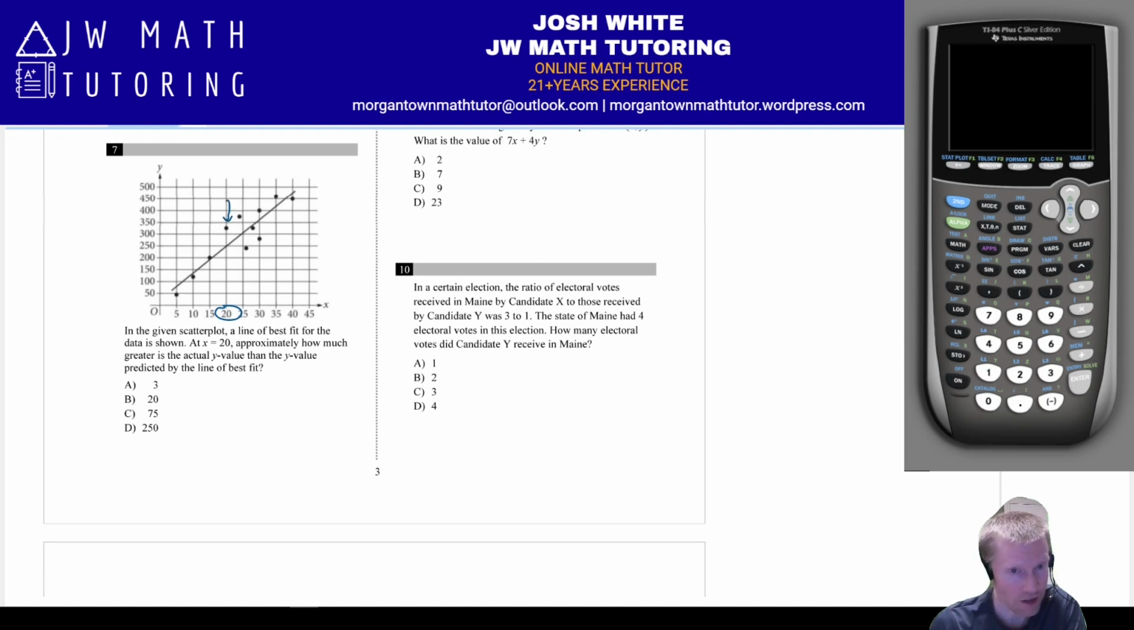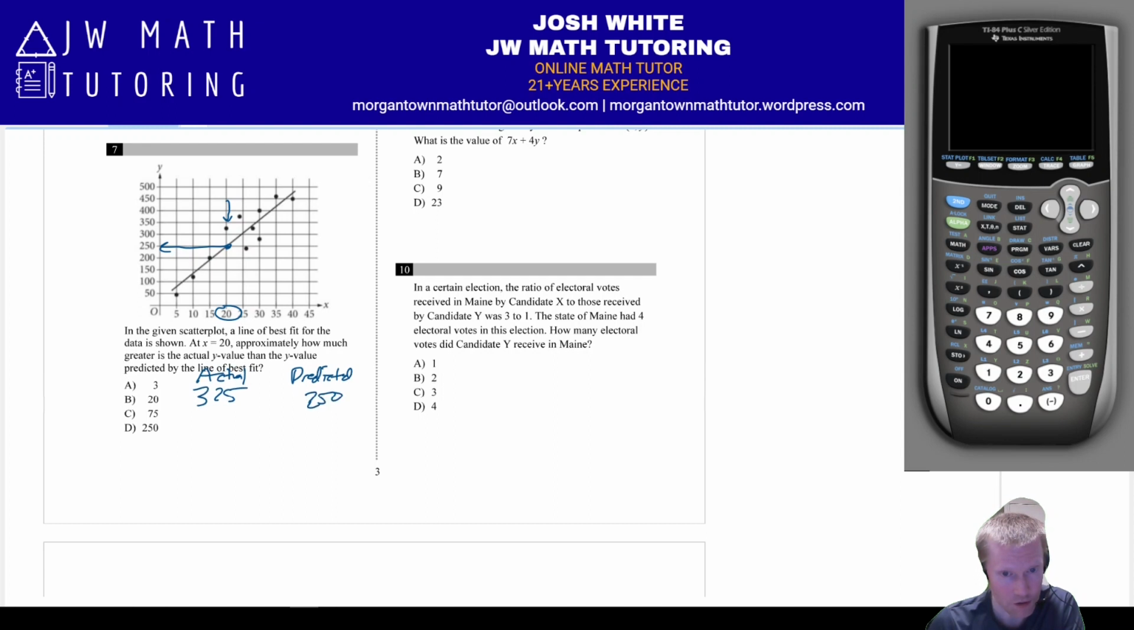So it looks like it's halfway between 300 and 350. So I'm going to guess 325 for the actual value. The predicted is what the y value would be on the line of best fit. So that looks like it is right at 250. Okay, so our predicted value is 250.